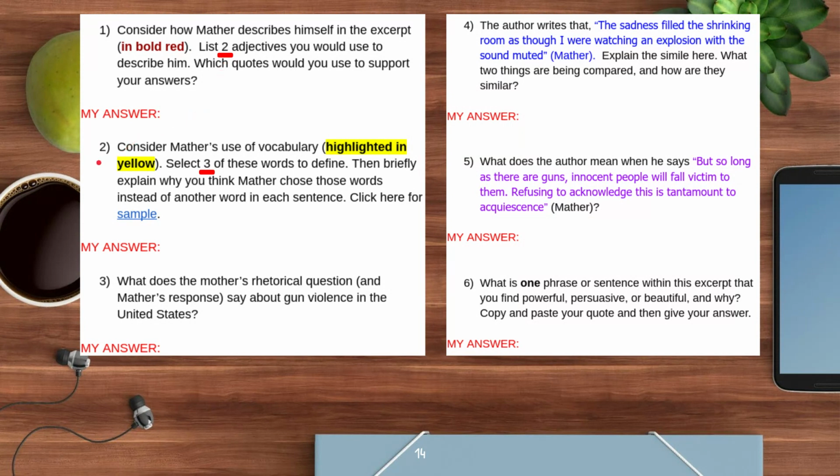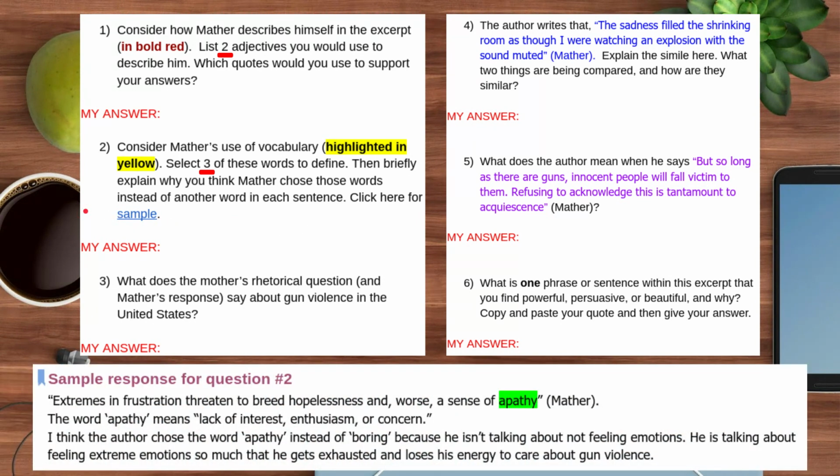Number 2 is the new type of question. It says, consider Mather's use of vocabulary, which is highlighted in yellow. Select 3 of these words to define. Then briefly explain why you think Mather chose those words instead of another word in each sentence. If it says here, like click here for a sample, if you click on that, it'll take you to the bookmark, which is at the very bottom of your document. I'm going to give you an example.